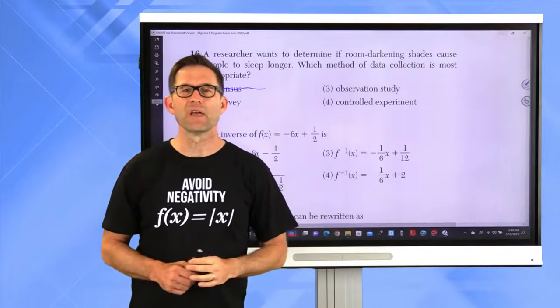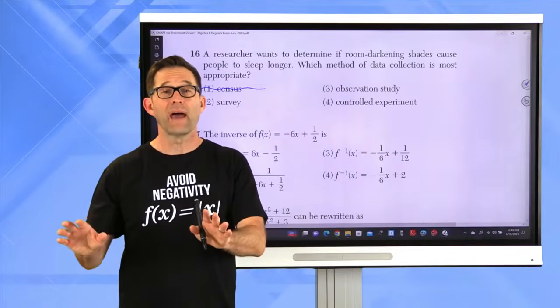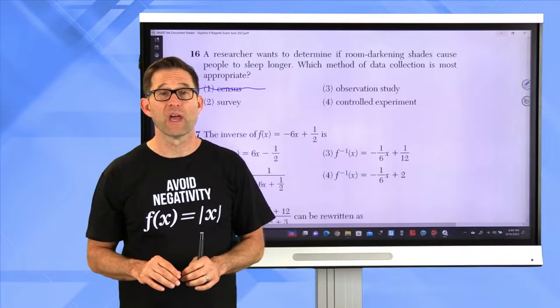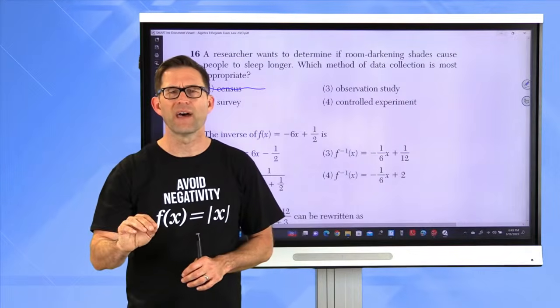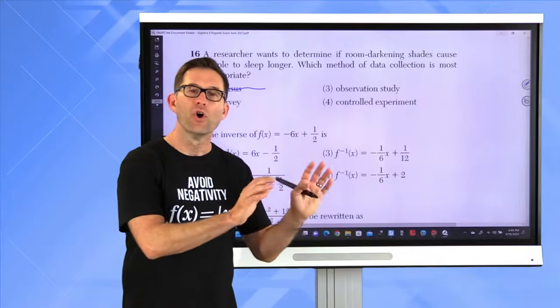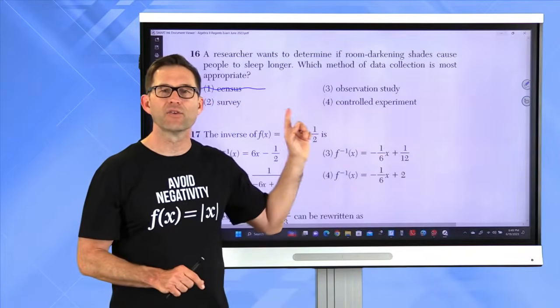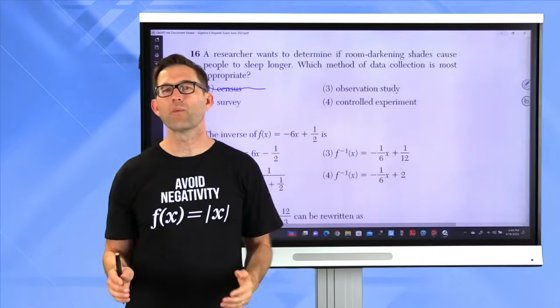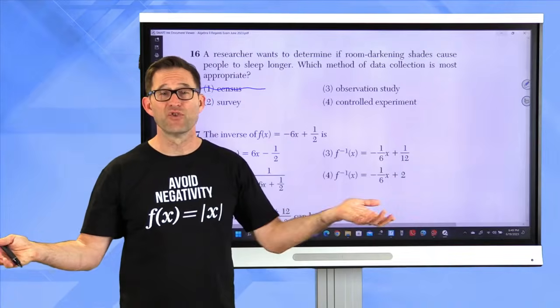An observation study is one where we would just find out that there are people with room darkening shades, and then we'd observe how long they sleep. But we would have no control over who gets the shades and who doesn't. And finally, a controlled experiment. This is when we would gather maybe 100 people, and we would randomly assign them to two groups.